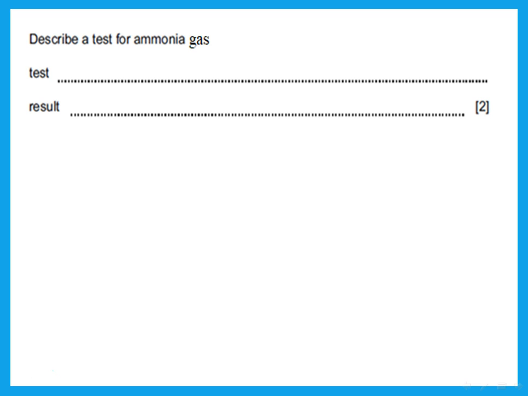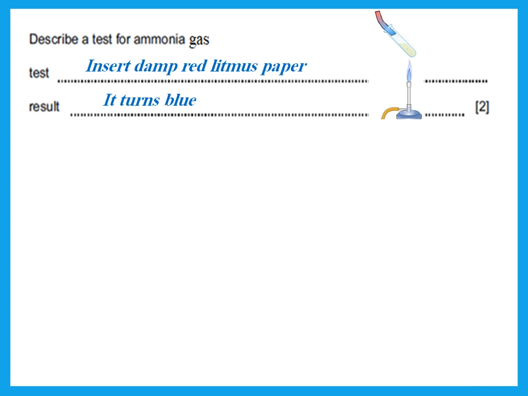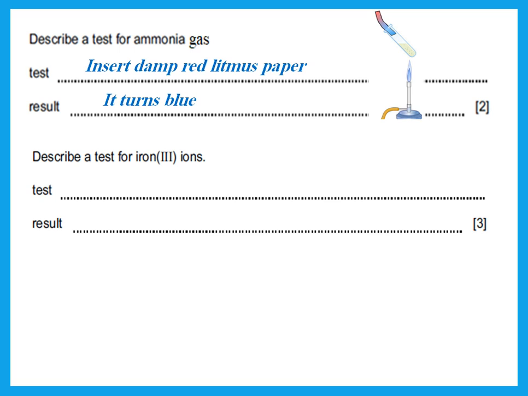Describe a test for ammonia gas. Again, you have test for ammonia gas and test for ammonium or aqueous ammonia. So what is the test for ammonia gas? It is insert damp red litmus paper, it turns blue. Remember that ammonia gas is the only alkaline gas or basic gas that we talk about.